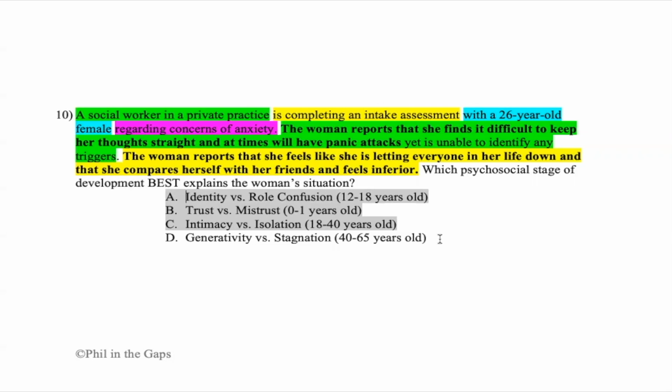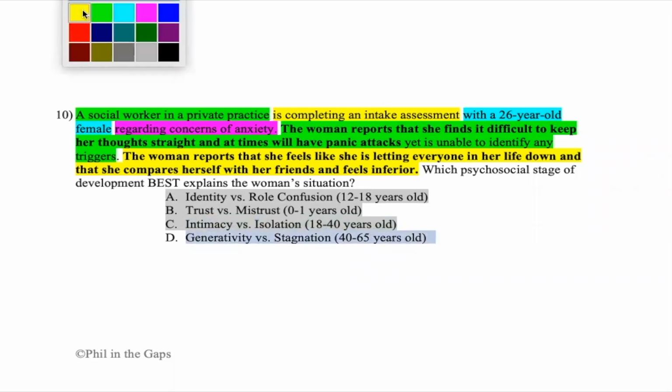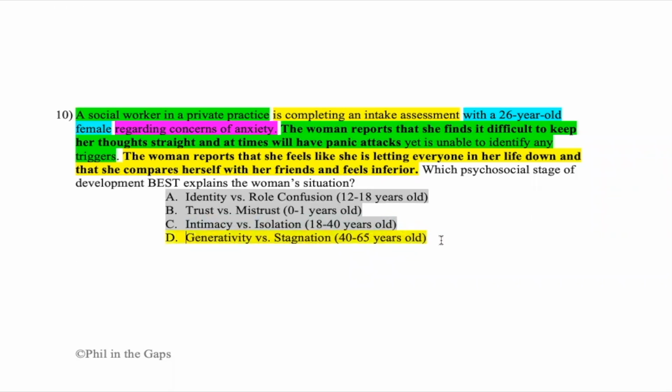In addition to that, she's looking at somebody else's race, trying to run at their pace, and she's not looking at the lessons and blessings within her situation. She feels inferior. So the correct answer here is D, generativity versus stagnation, more along the lines of stagnation. She feels stagnant because she's not producing as much as she thought that she would be producing at this given moment. She feels like she's letting everyone down and that she's inferior.